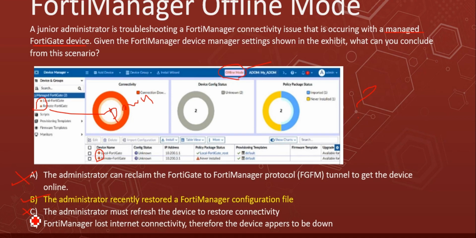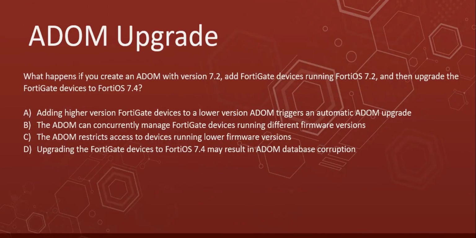Answer D. FortiManager lost internet connectivity, therefore the device appears to be down. No, there is no need for internet connectivity for FortiManager for the device connectivity to become online. So answer D is also incorrect. So you can select answer B. The administrator recently restored the FortiManager configuration file. Answer B is the correct answer.